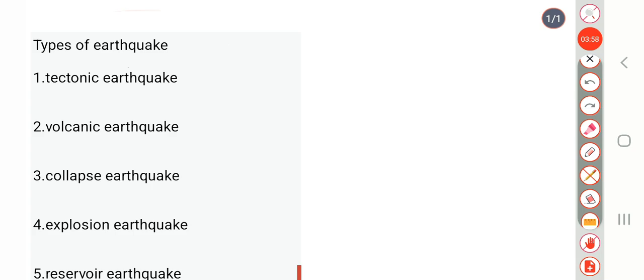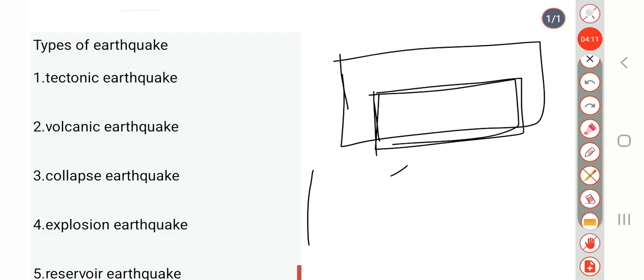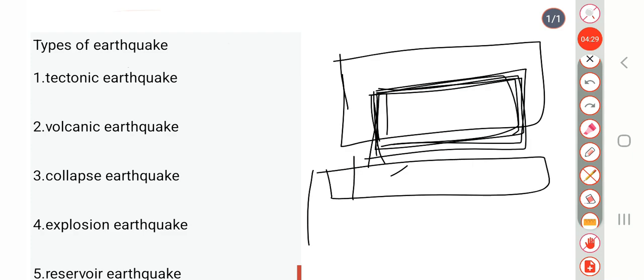Okay. And the last one is the reservoir earthquake. Reservoir earthquake is basically, for example, this is your dam construction. It is in the dam region where large reservoirs are there. When, due to rainfall or flood-like situations, the reservoir is overfilled with water, it creates pressure on the earth surface, which leads to shaking of the earth. So that is a reservoir-induced earthquake.